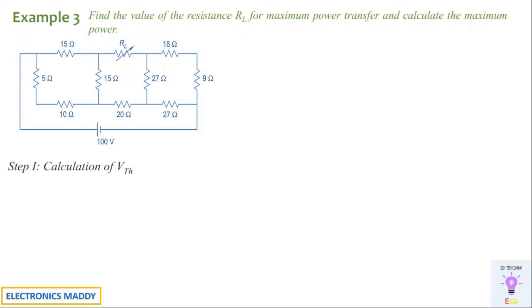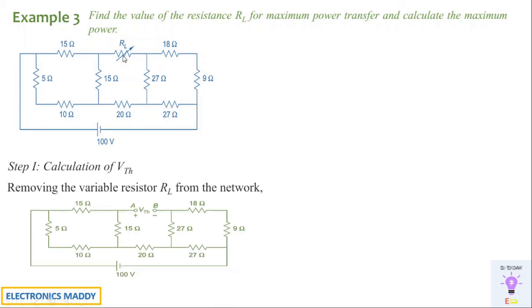Let's start off with calculating VTH. Again, with respect to RL, we'll open circuit these two terminals. You'll be removing that, and you'll be having a network in this form. So looking at this, what comes to our mind is that the network looks very big. So how do we simplify this network?